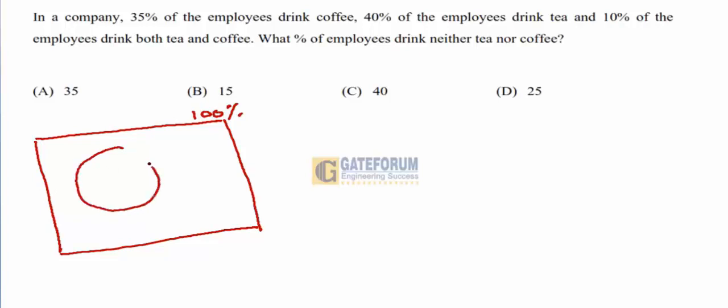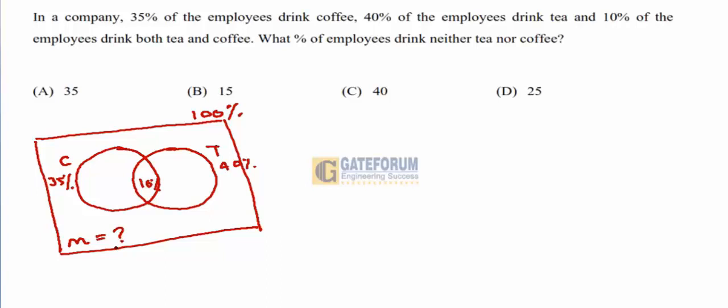Now you say, let these are the employees who drink coffee. Let these be the employees who drink tea. It has been said 35% of the employees drink coffee. 40% of the employees drink tea. And it has been given 10% of the employees drink both tea and coffee. This portion called N represents those who drink neither tea nor coffee. So naturally that is what has been asked for, the percentage value of N.